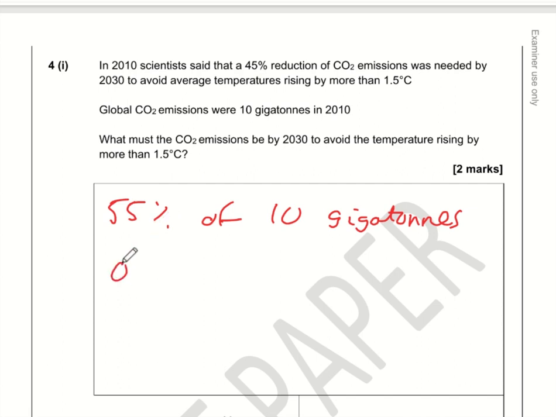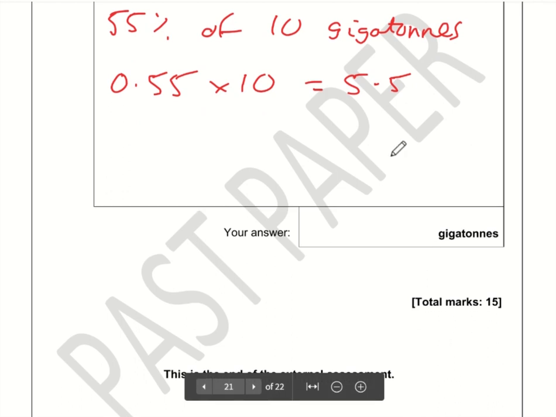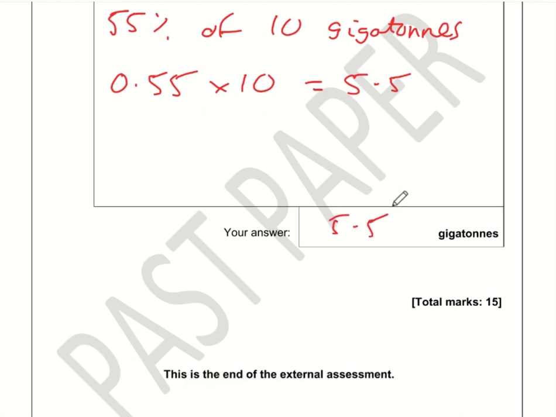Now the multiplier for 55% is 0.55 multiplied by 10, and hopefully we don't even need a calculator for that. The answer is simply 5.5. And that takes us to the end of the assessment.